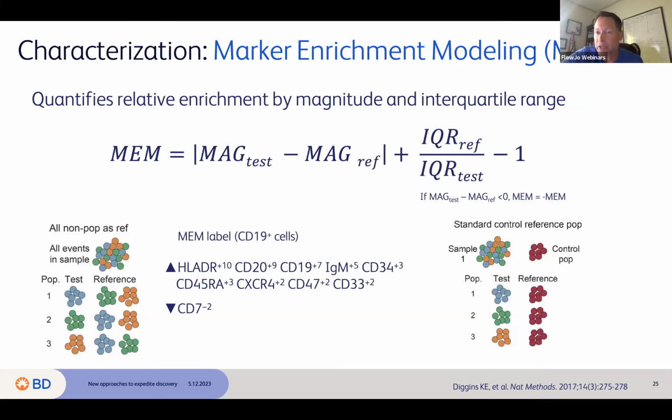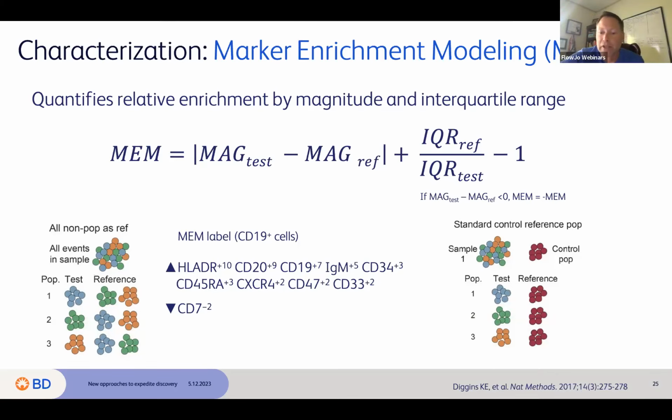What caused an algorithm to isolate these cells and say they should stand alone as a separate population? Anyway, the way that the MEM score is produced is a pretty simple equation: the magnitude of the test sample minus the magnitude of the reference, as an absolute value. Magnitude here, we're going to use median fluorescent intensity. The rest is basically a correction factor, the interquartile range of reference divided by test. If one population is really spread wide versus the other being tight and narrow, that's meaningful. If they're equally spread, then that minus 1 cancels out, and that term has no effect.